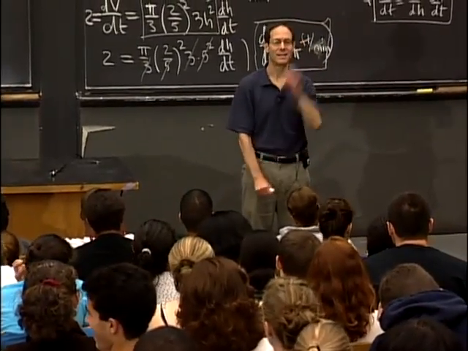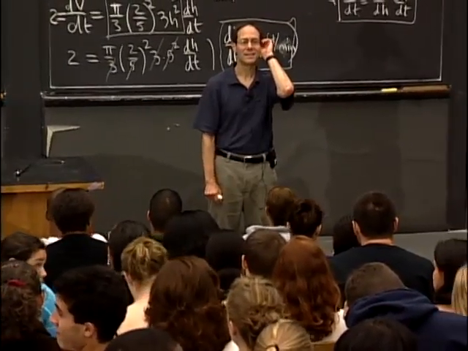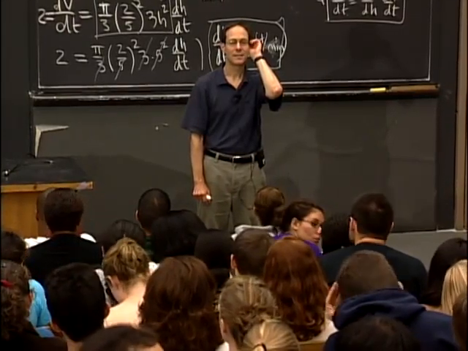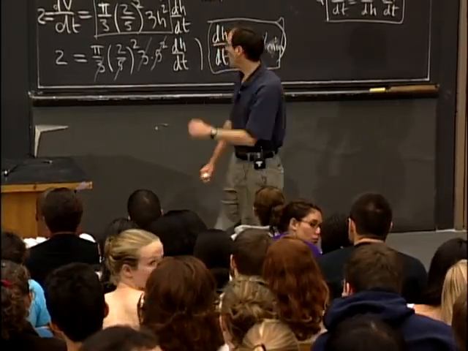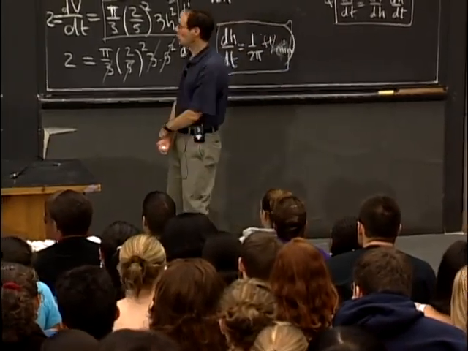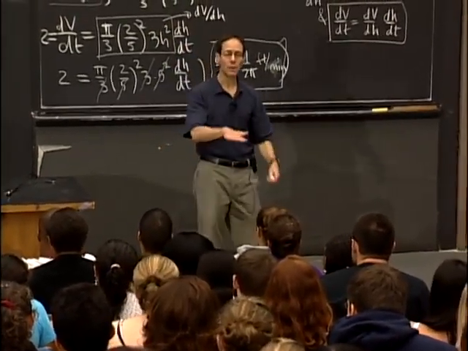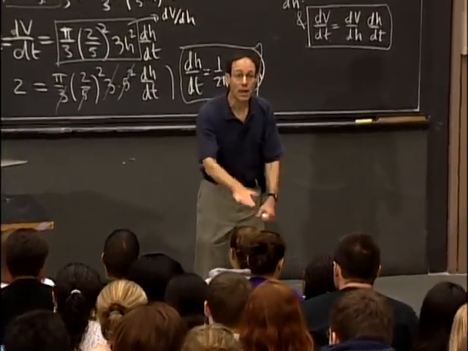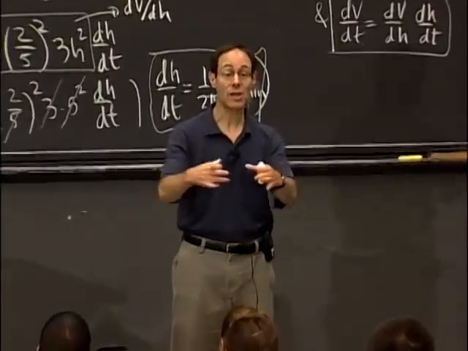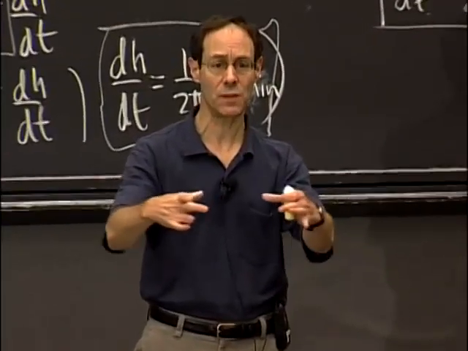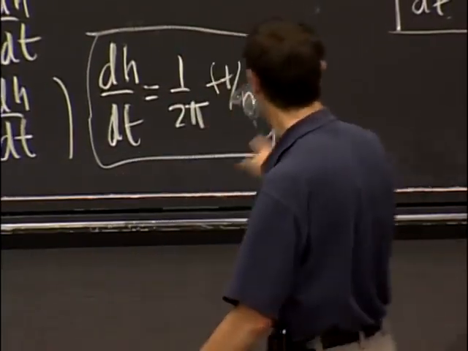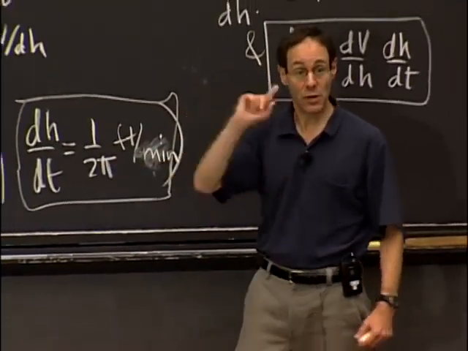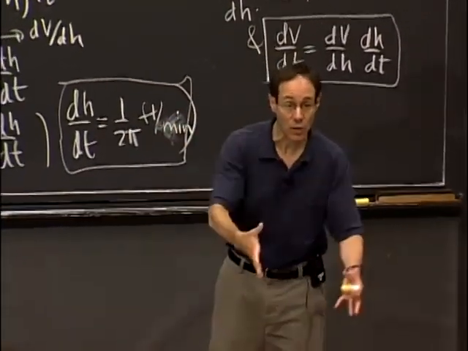Way back there. Why did you have to do all that? Isn't the speed 2 cubic feet per minute? The speed at which you're filling it is 2 cubic feet per minute, but the water level is rising at a different rate depending on whether you're low down or high up. It depends on how wide the surface is. So in fact, the answer wasn't 2. That's a rate of how much volume is being added.